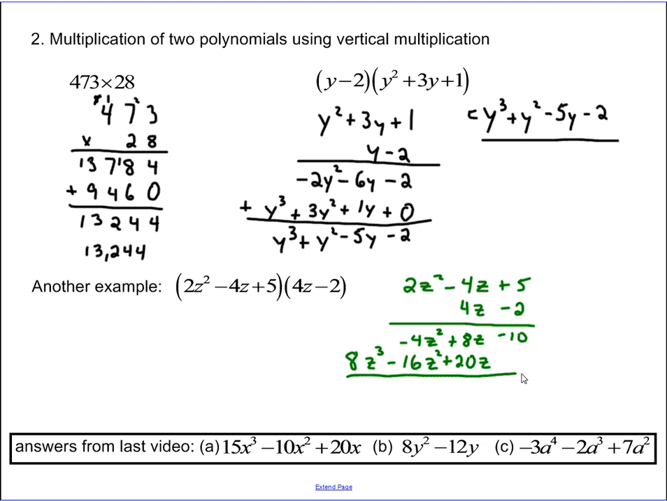And when we add going down the column, here's what should result. Negative 10 in the constants column. 8 plus 20, which is plus 28z. Negative 4z squared and negative 16z squared is going to give us negative 20z squared. And since nothing is being added to 8z cubed, we'll end up with the first term of 8z cubed. That would be our expression as the result of this. All right, more in the next video.